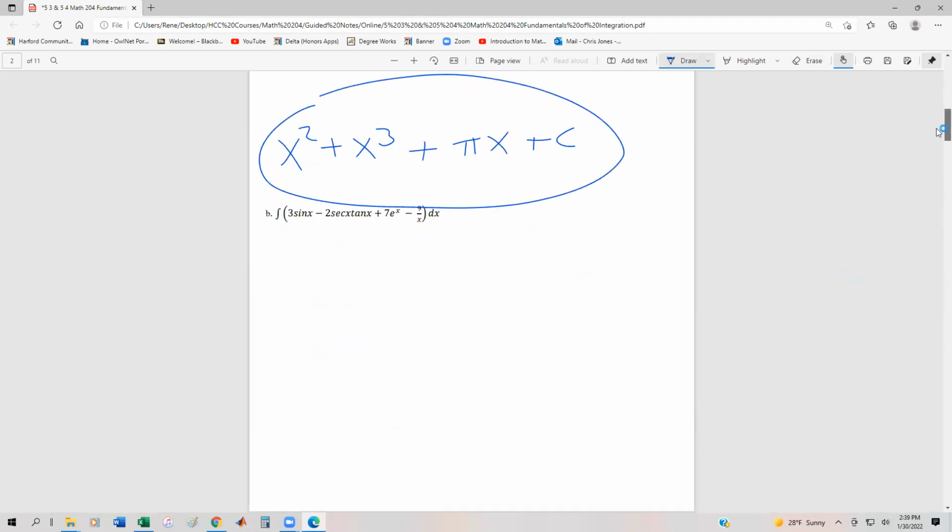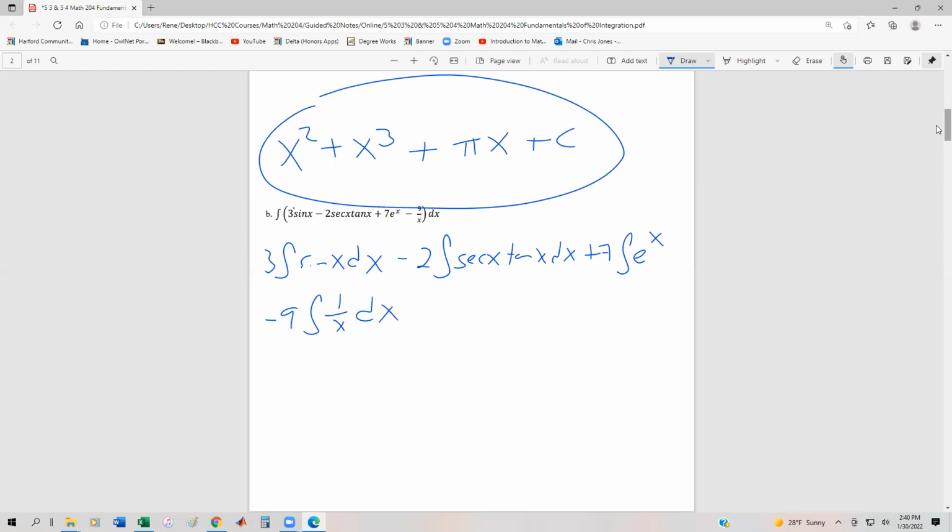Okay, another example. We have 3 sine x minus 2 sec x tan x plus 7 e to the x minus 9 over x. Now, what I'm going to do is split this up. I'm going to factor the 3 out, and we have the integral of sine x dx minus 2 integrals of sec x tan x dx plus 7 integrals of e to the x, and then finally minus 9 integrals of 1 over x dx. So notice what I did. I just factored out the 3, the -2, the 7, and the -9. And then I just split it up into 4 separate integrals by using that sum and difference rule.